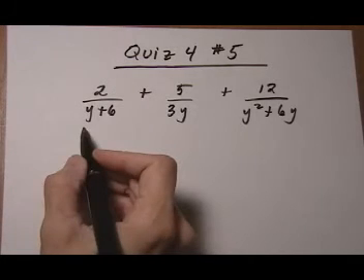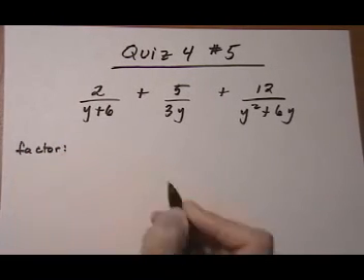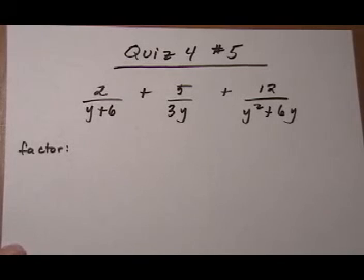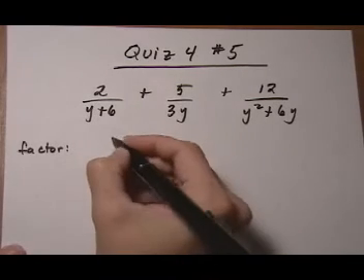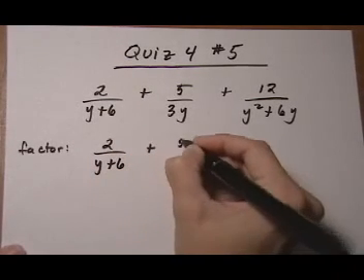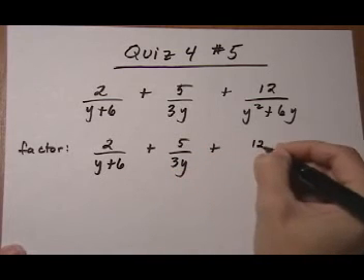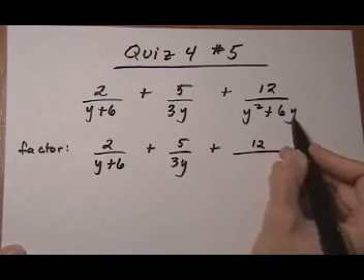So the first step we want to do is factor the denominators, because once we factor the denominators we're going to be able to see what the least common denominator is much easier. The first fraction cannot be factored. The second one, no factoring needed. Third one, we can pull out a greatest common factor of y.